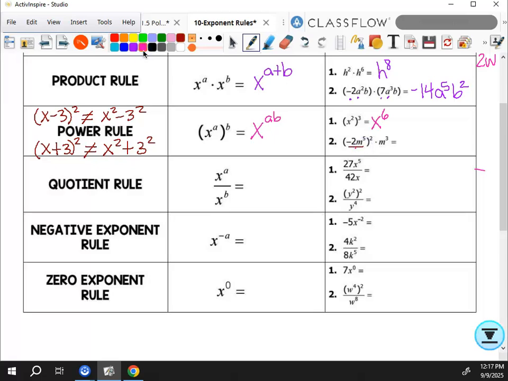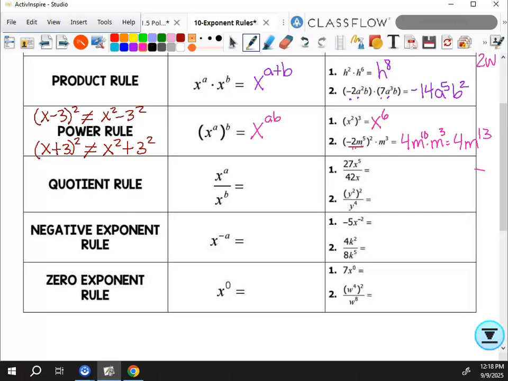So I'm going to take negative 2 and square it. What's negative 2 squared? 4, positive 4, right? And then m to the 5th to the 2nd will give me m to the what? 10th. And then times m to the 3rd. So then that'll give me 4m to the what? 13th, right? I add them, I do not multiply them.